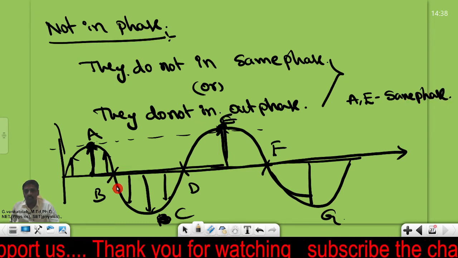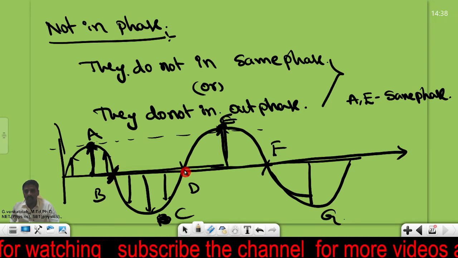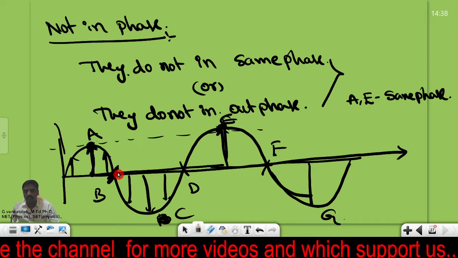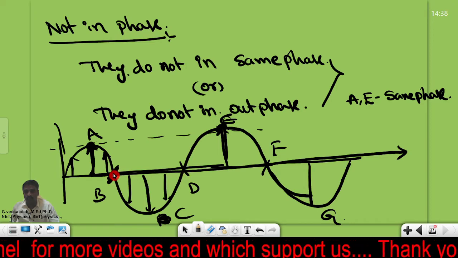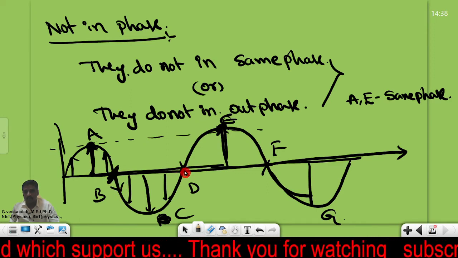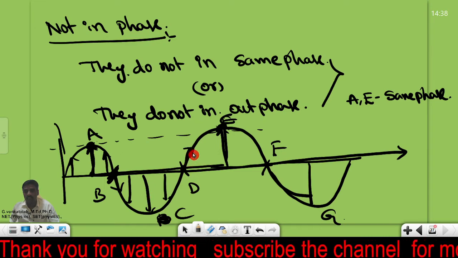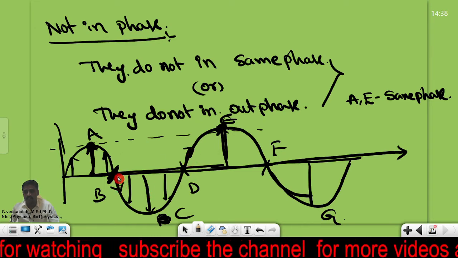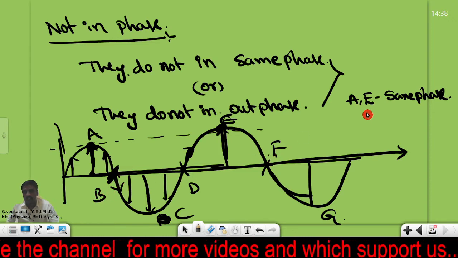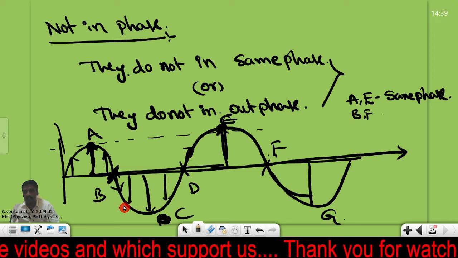Now will you please understand one more point? You may get the doubt, what about B and D? B and D are not in the same phase. Here the displacement is 0, but after this, the particle is going in this direction. But after D, the particle is going in this direction; the vibrating direction is like this. That means the particles must have the same phase, so B and F are in the same phase.